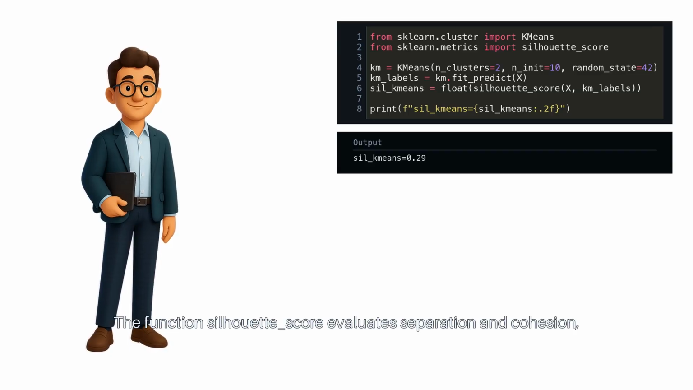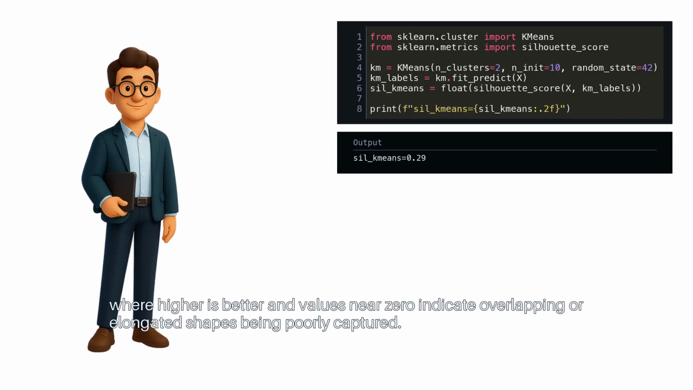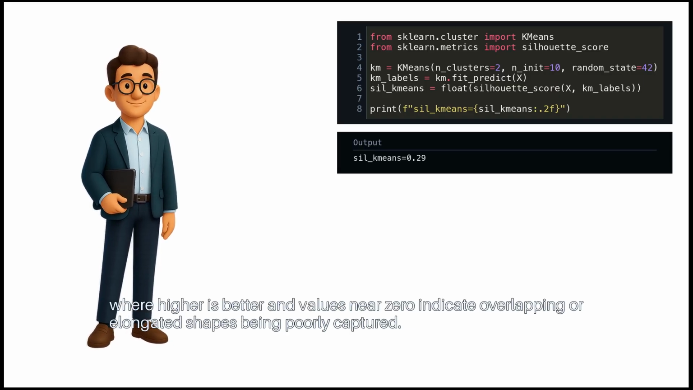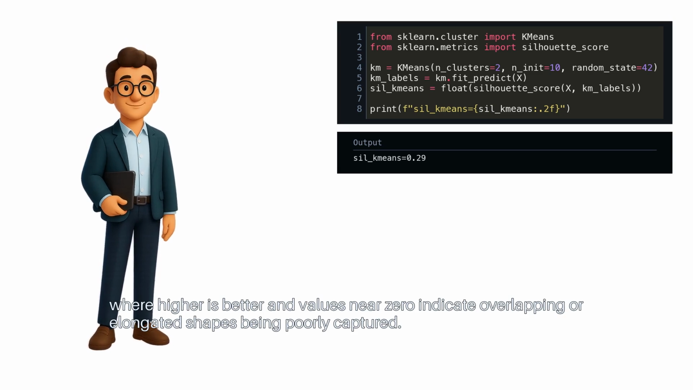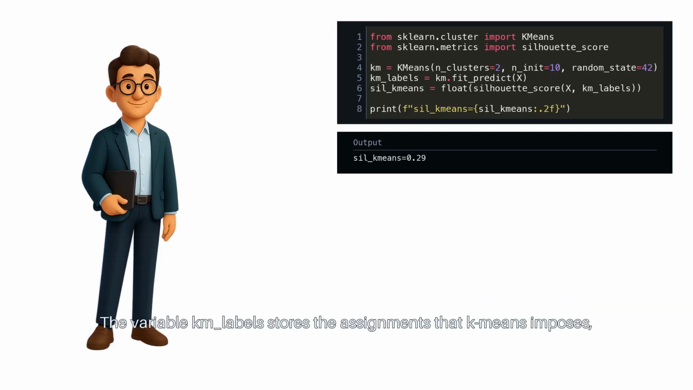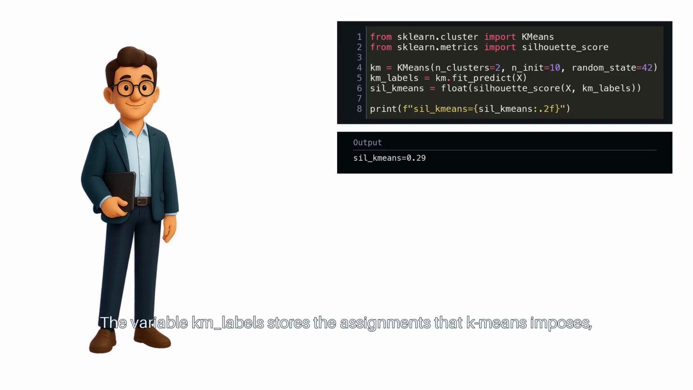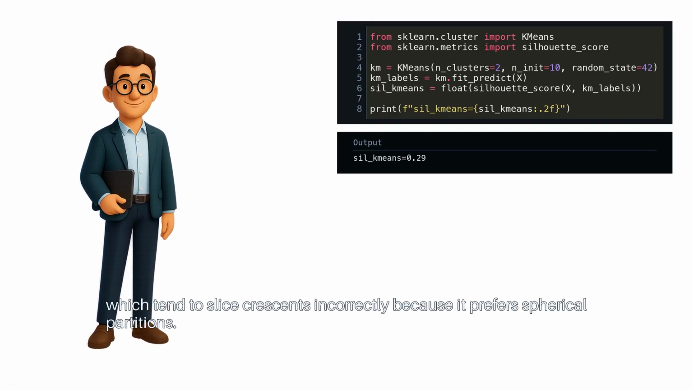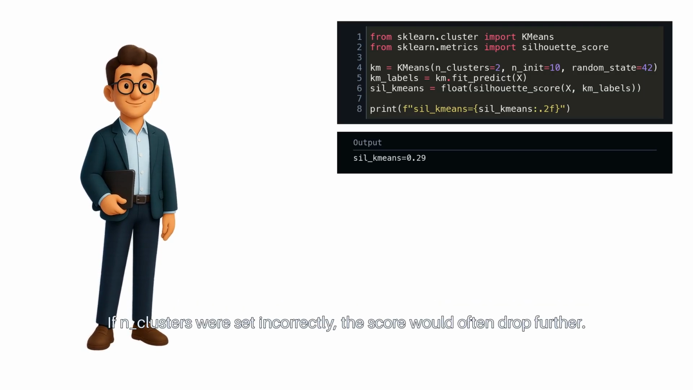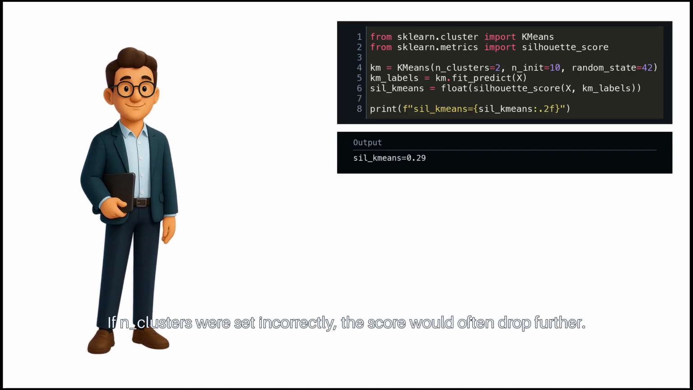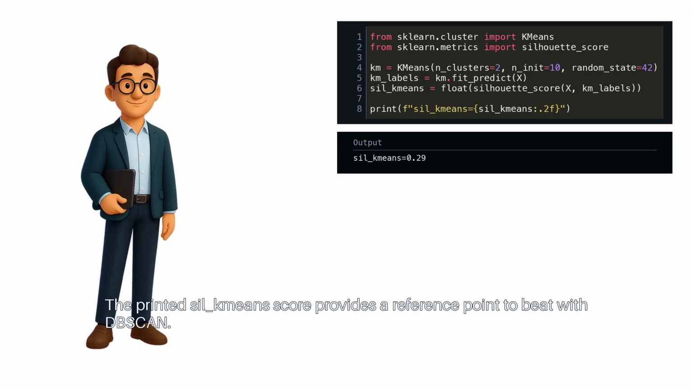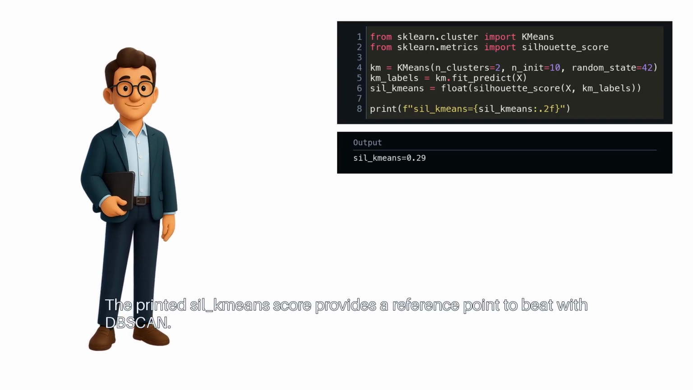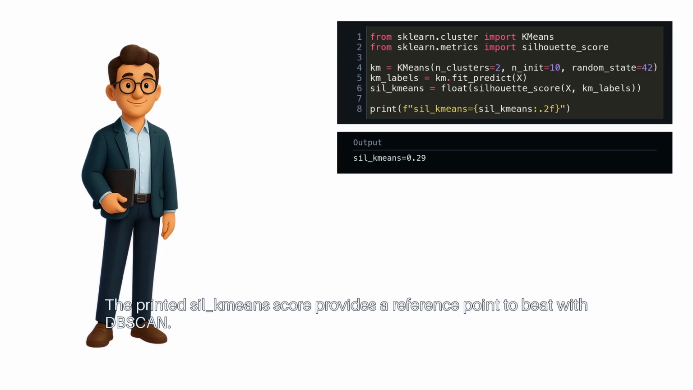The function silhouette_score evaluates separation and cohesion, where higher is better, and values near 0 indicate overlapping or elongated shapes being poorly captured. The variable km_labels stores the assignments that KMeans imposes, which tend to slice crescents incorrectly because it prefers spherical partitions. If n_clusters were set incorrectly, the score would often drop further. The printed sil_kmeans score provides a reference point to beat with DBSCAN.